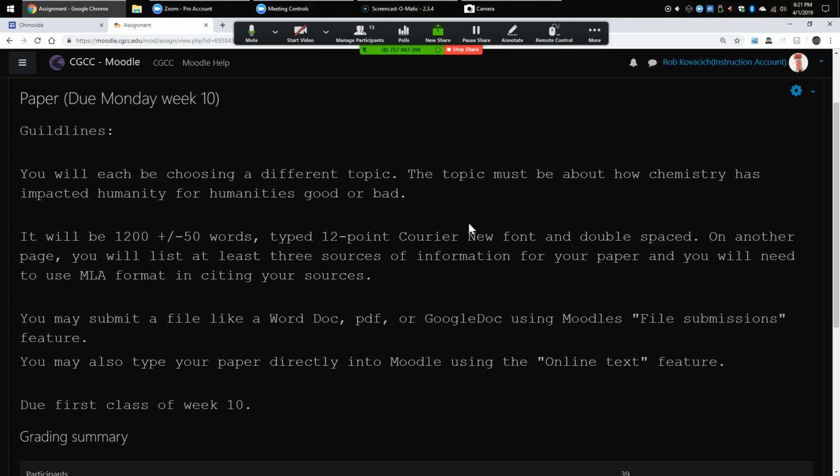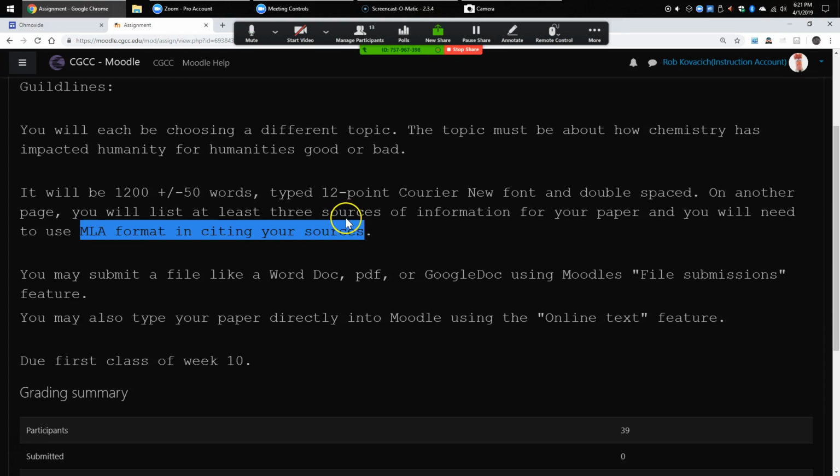And then you can submit it as a PDF or a Word doc or Google Doc. And don't forget that the citations that you use have to be in MLA format. If you don't know what that means, Google it or send me a message and we'll talk about it. Hopefully it's something that you got from one of your writing classes.